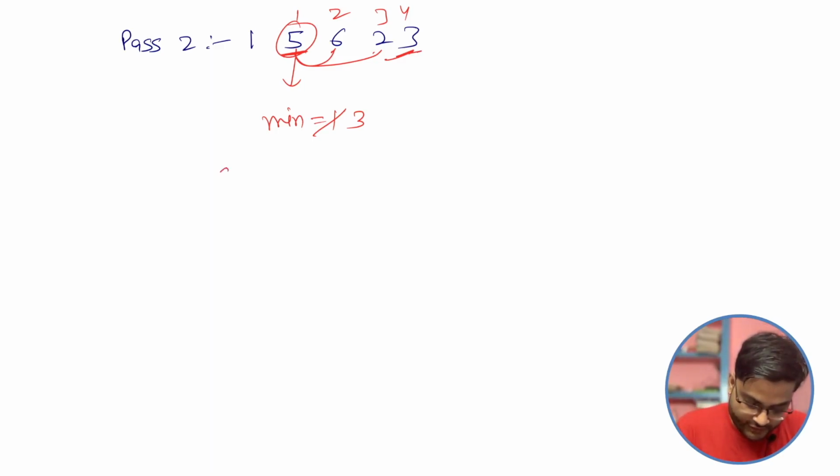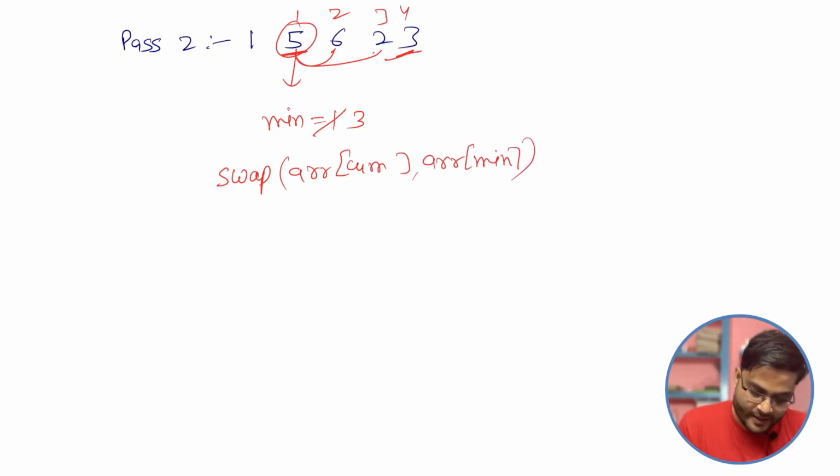Okay, so after this, what I will do, I will swap my array of current index with my array of minimum. Okay, so after this pass, my value will be 1, 2, 6, 5, 3, right? I will swap my value at current index with my minimum index.